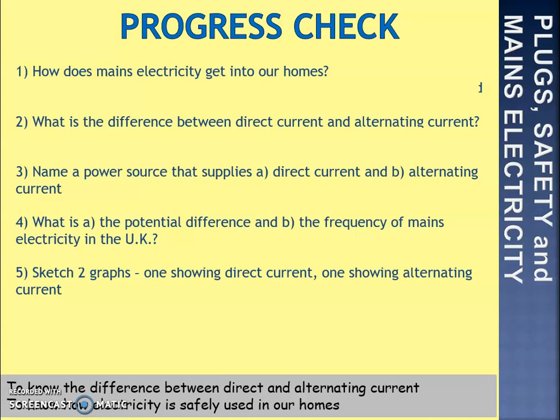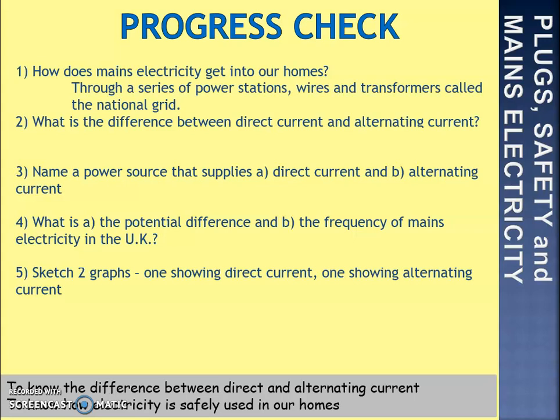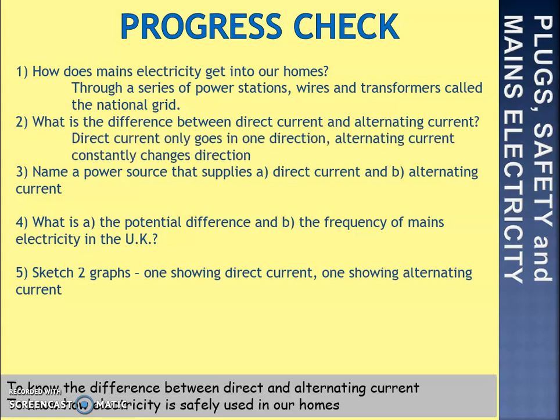Okay, question 1. How does mains electricity get into our homes? It's through a series of power stations, wires and transformers referred to as the national grid. Question 2. What's the difference between direct and alternating current? Direct current only goes in one direction, whereas alternating current constantly changes direction.